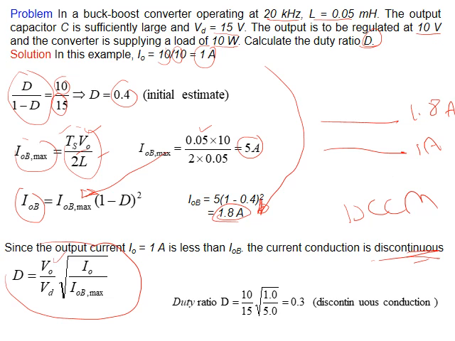I remember for discontinuous conduction mode, I have a formula. So I substitute for VO, VD, IO max. I got the actual duty cycle, which is 0.3. As you can see here, it's lower than the initial one.